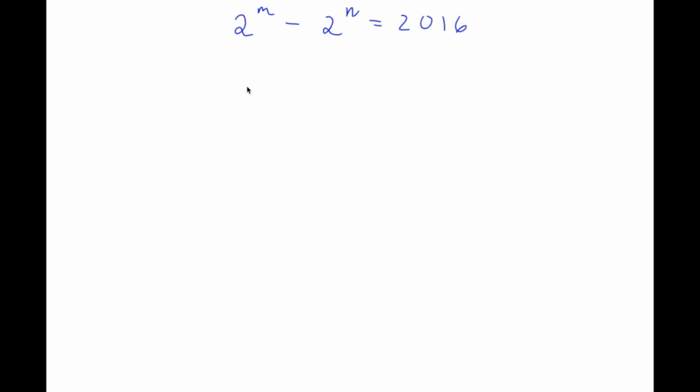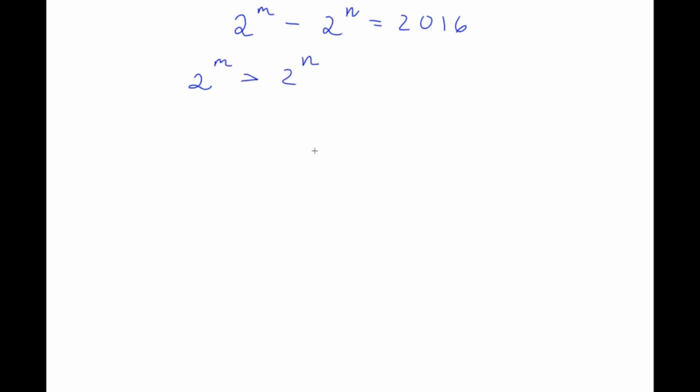In today's video, I'm going to be teaching you guys how to solve this exponential equation. So we have 2 to the power of m minus 2 to the power of n is equal to 2016. Now, as you see, because 2 to the power of m minus 2 to the power of n is equal to a positive number, which in this case is 2016, we know that 2 to the power of m is greater than 2 to the power of n.